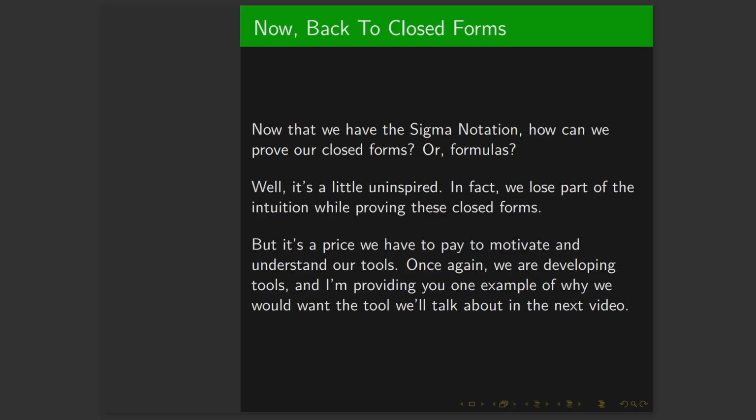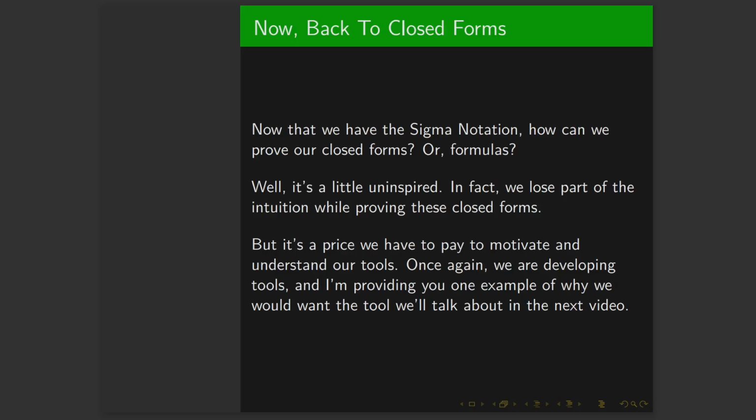And in our attempt to prove that, the tool that we're going to use loses the intuition or the cool factor of that, oh, here's the grid, here's the triangle, and adding all of these up together. And that's kind of the price that you have to pay when you're going from something that's beautiful to something that's purely algebraic. Once again, we're developing tools, and I'm just giving you one example of why we would want this tool. And we're going to actually talk about this tool in the next video.